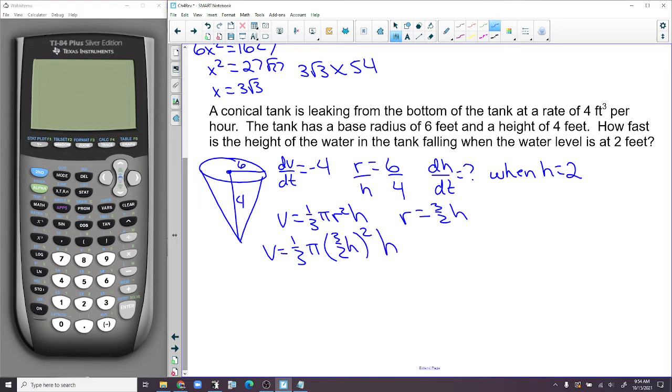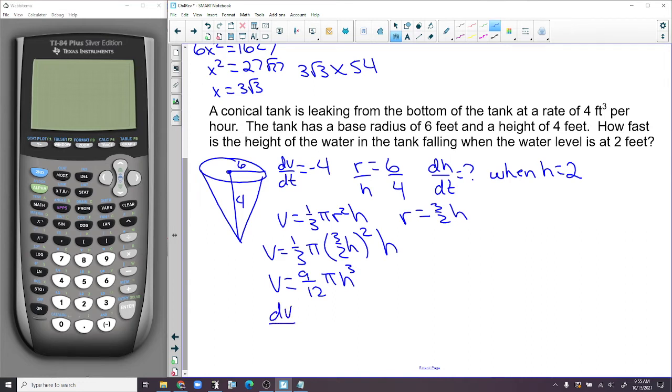So we're trying to eliminate r now. We haven't done the calculus yet. Just trying to get rid of r, make it all into h. So 9/4. Let's just make it 9/12. And I could reduce that, but I'm not going to worry too much about it. I'll worry about that later. You could do it now if you wanted to.